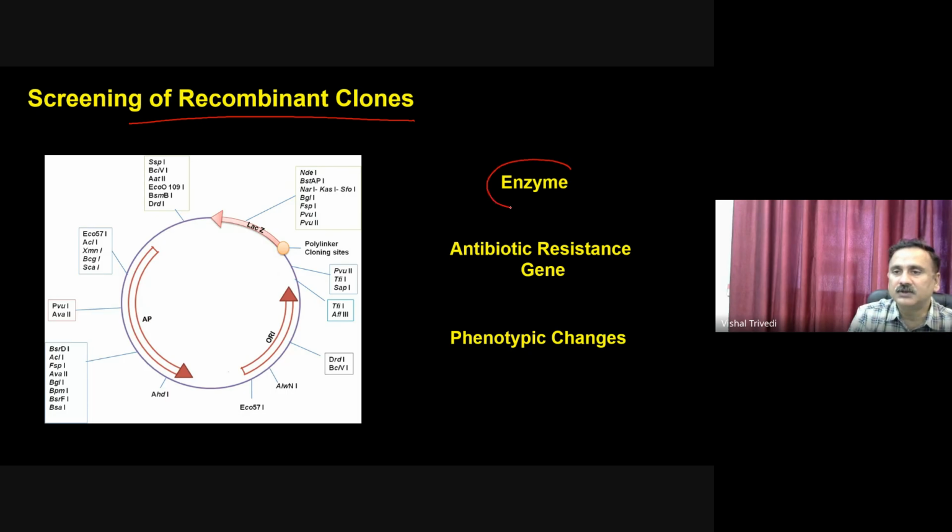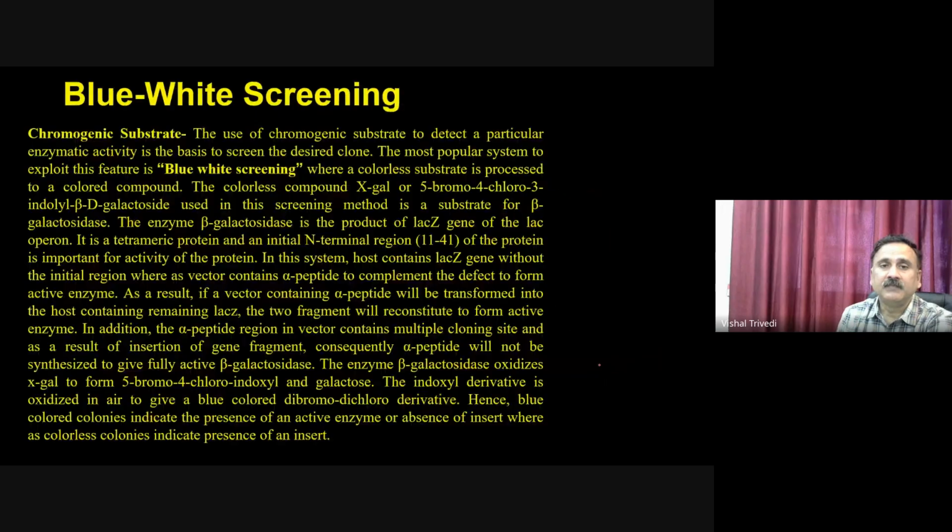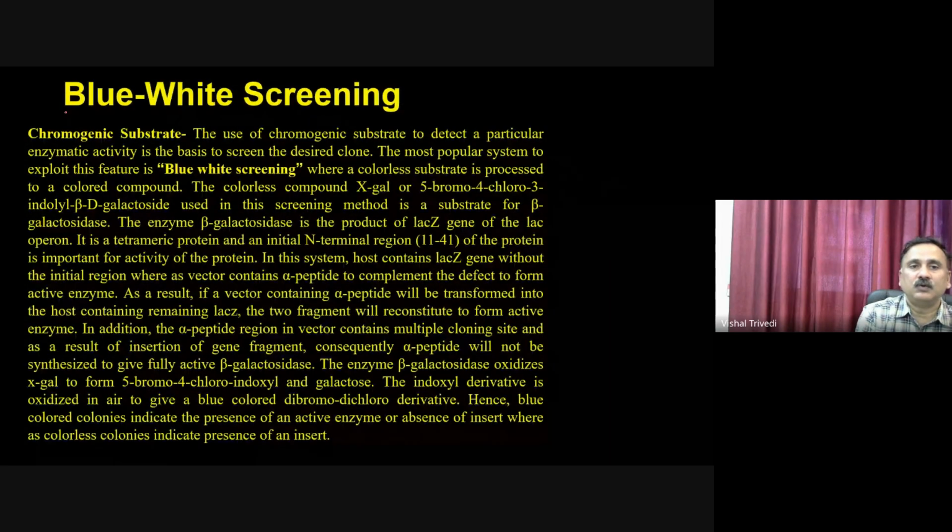One, they can go with the enzyme, so that enzyme is going to give them a readout. The second is they can have the antibiotic resistance genes, and that will allow only the host to grow if it contains the particular recombinant DNA with the antibiotic resistance genes. Or it can give you phenotypic changes, so that it can give you different colors. Such an example is blue-white screening. So in a blue-white screening, you are going to look at the phenotypic changes.